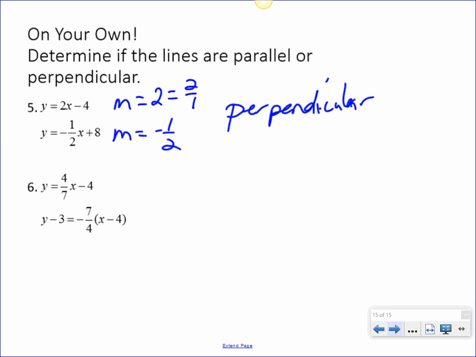Okay, and the next one, if we look at the slope of the top one, the slope of the top one is 4/7. Slope of the bottom one is a negative 7/4. So what do we got going here? Once again, these are opposite reciprocals, so these would be perpendicular.